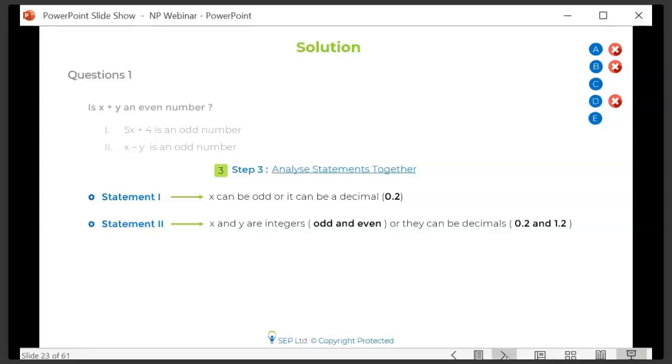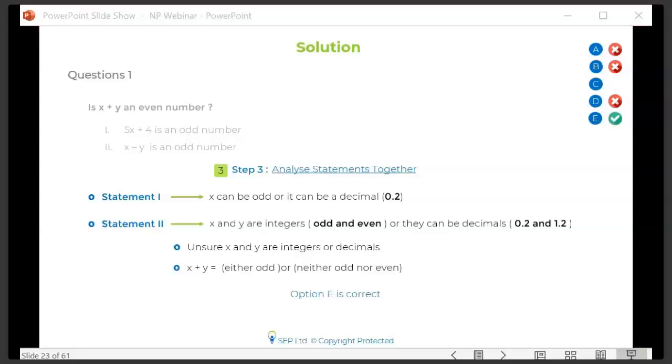Understand, even after combining, we can never be sure whether x and y are integers or decimals. If I add them up, they could be even, they could be odd, or they could be neither even nor odd, as we saw in statement 2. So even after combining, we won't be able to give the answer, and hence the correct answer in this case will be option E.